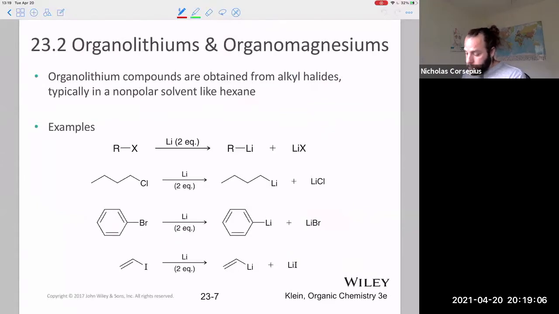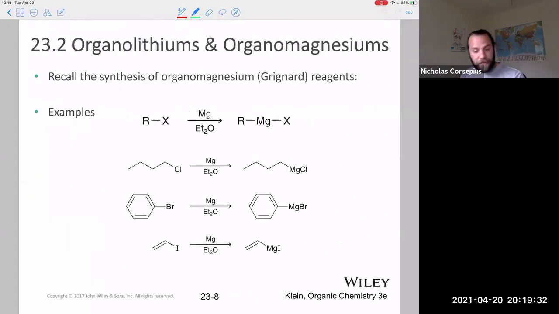So this is how we would create an organolithium compound. Pretty straightforward. You take your alkyl halide and then you toss in 2 equivalents of lithium metal. You need 2 equivalents because one of them goes on to the alkyl group or the aryl group or the vinyl group, creating your organometallic compound, and the other one is attached to whatever halogen. This is pretty similar to what we saw happens with the formation of Grignards as well.